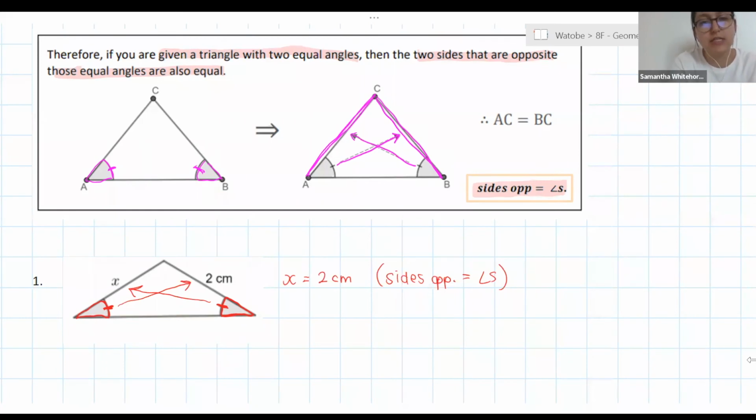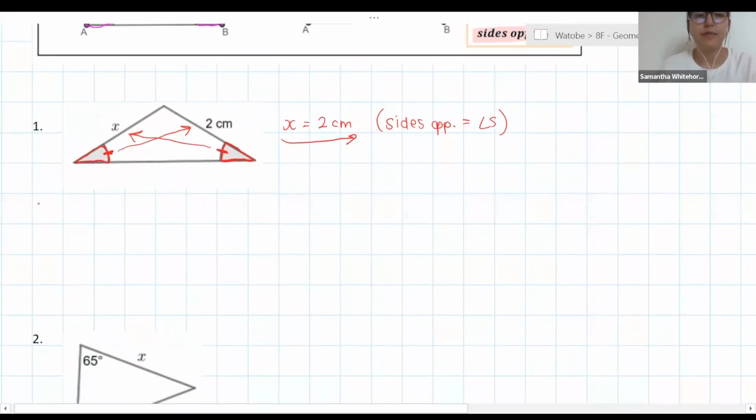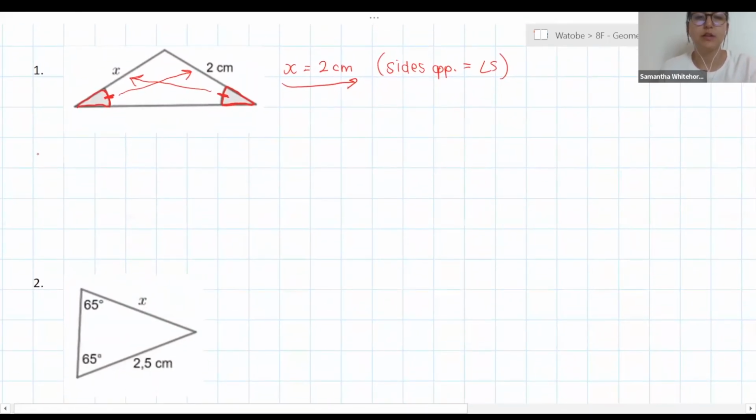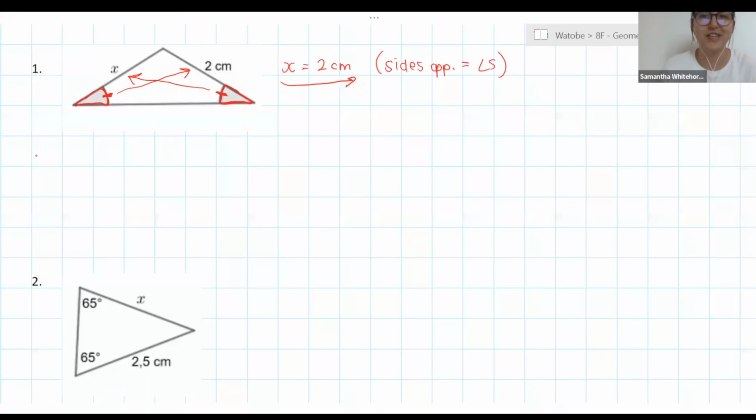In this case, nice and easy. I don't actually have to do any working out. I can just say that X is equal to 2 centimeters. Where these become a little trickier is something like question 2. It's coming. Don't you stress.